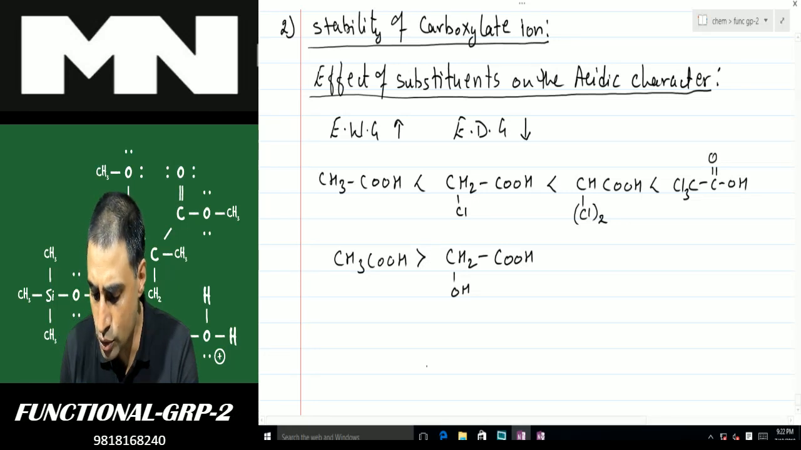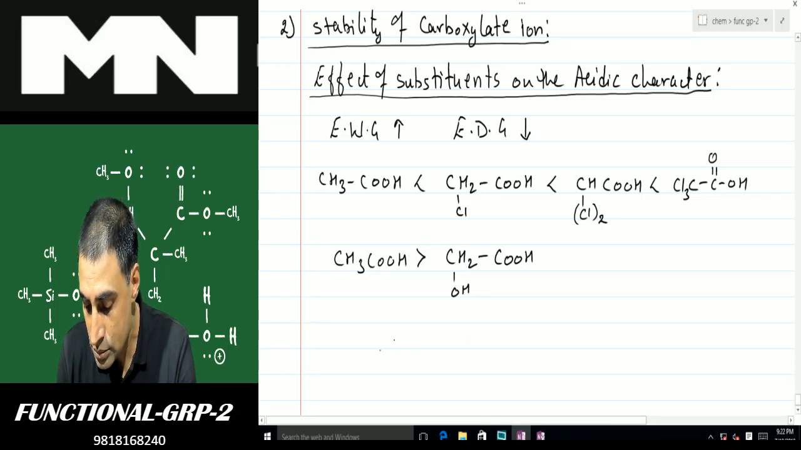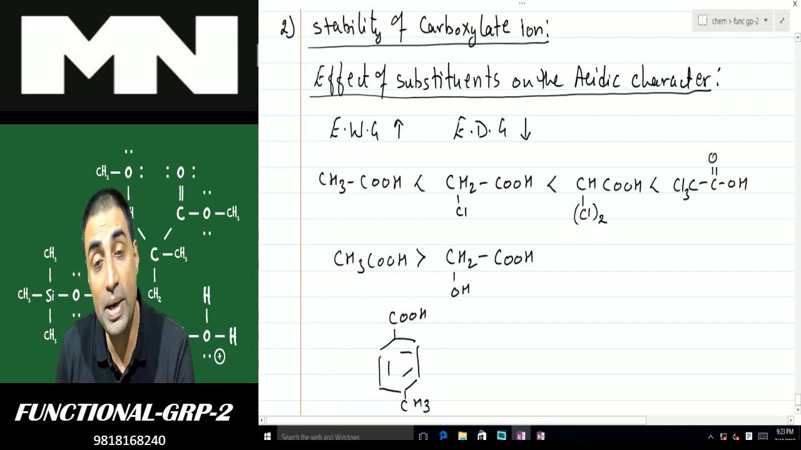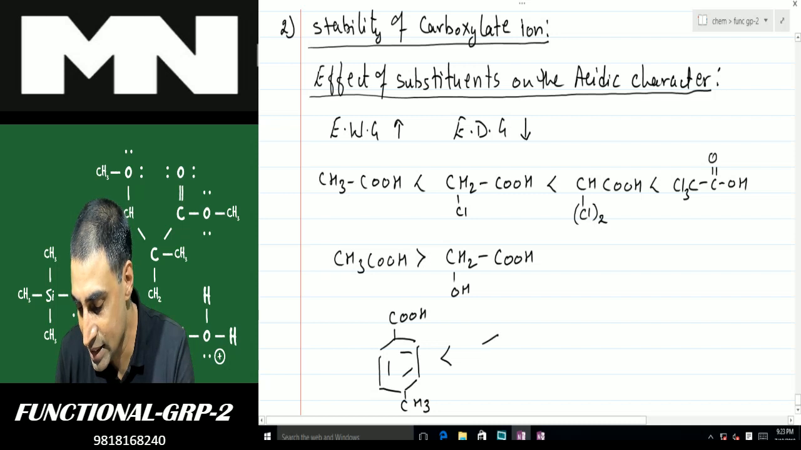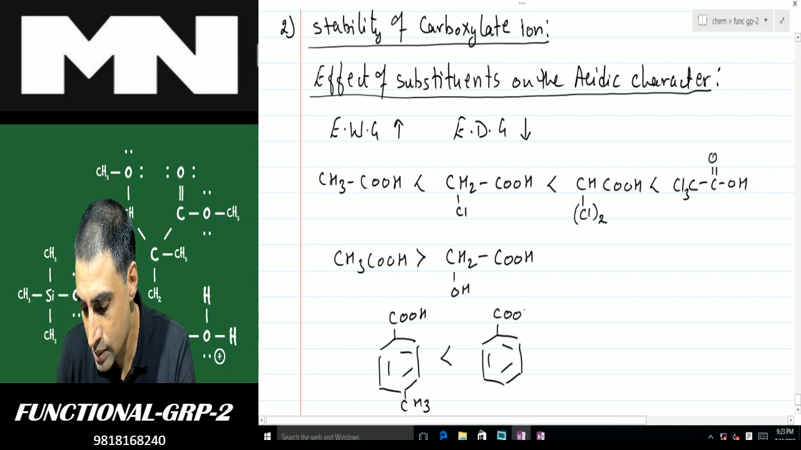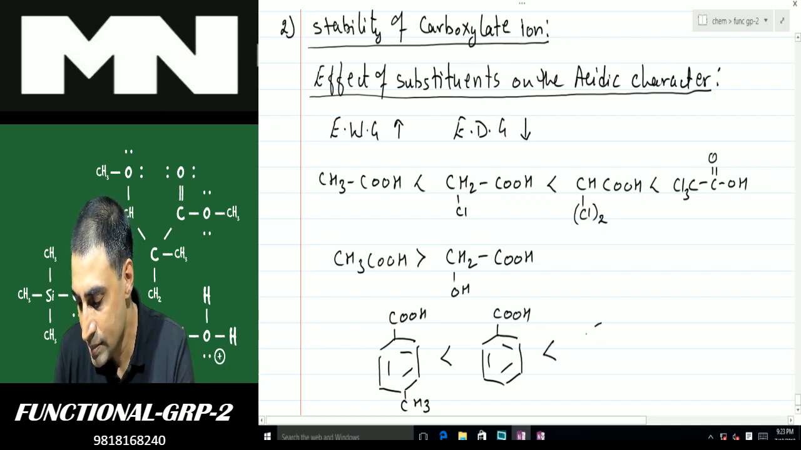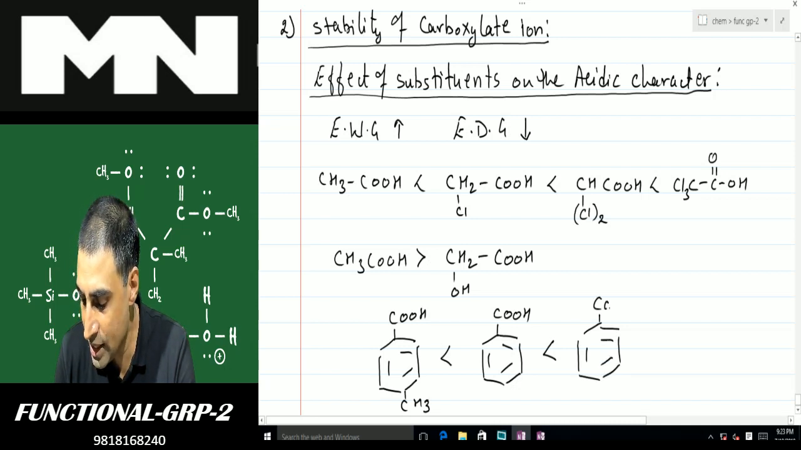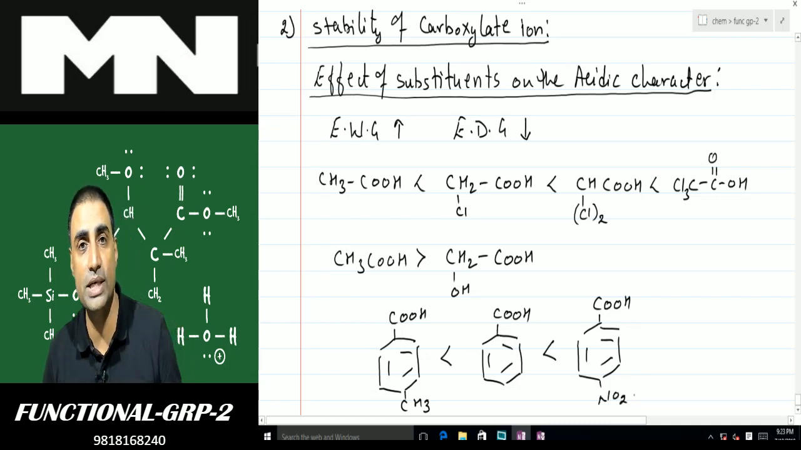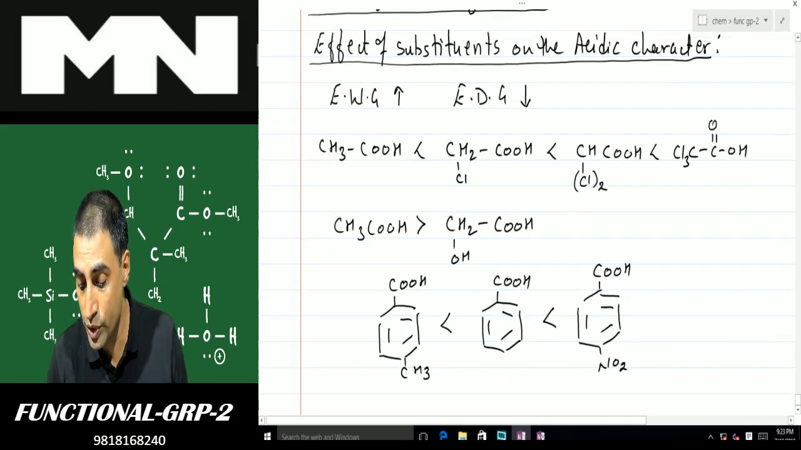In aromatic acids also we can say like toluic acid, para-toluic acid. Para-toluic acid is less acidic than benzoic acid. And benzoic acid is less acidic than para-nitrobenzoic acid. So para-nitrobenzoic acid is a stronger acid because nitro group is electron withdrawing.